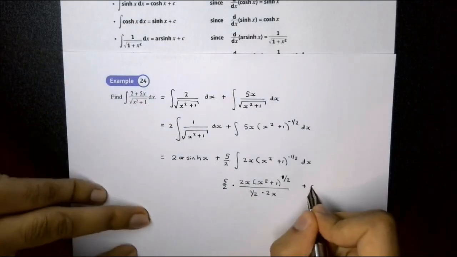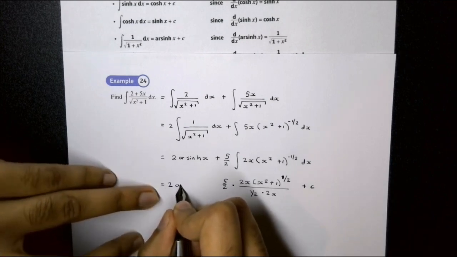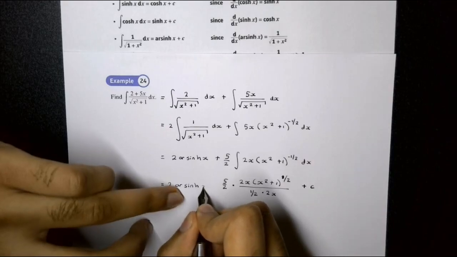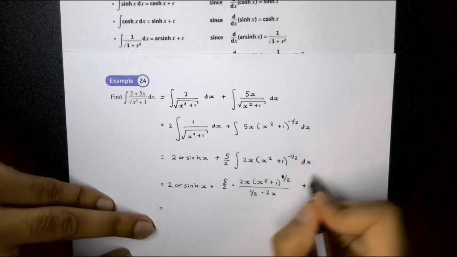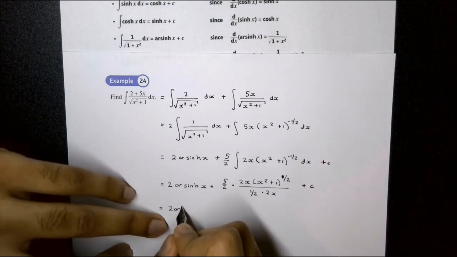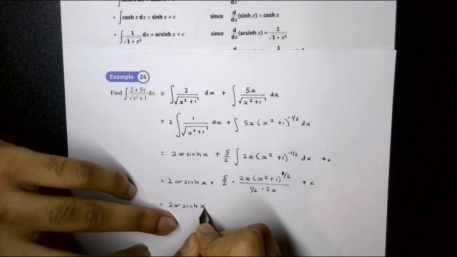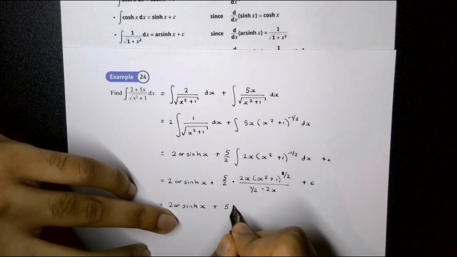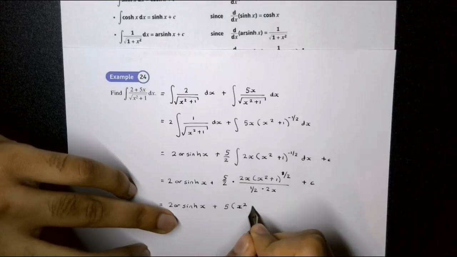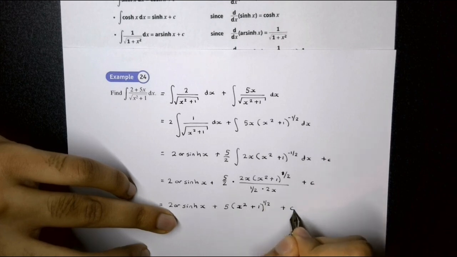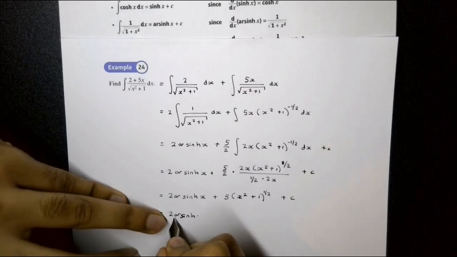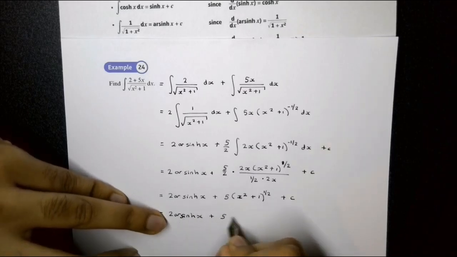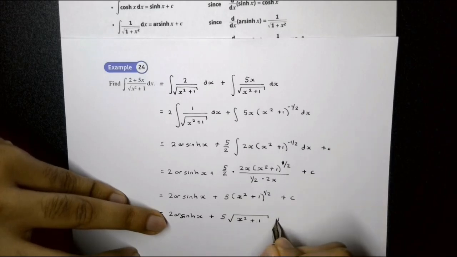So this is what we have. We've got two lots of the inverse hyperbolic sine x plus this result over here. And if we tidy all this up, hopefully you can see we've got two lots of inverse hyperbolic sine x plus 5 lots of x squared plus 1 to the power of 1/2 plus c. And if you want, you can rewrite this as 2 times the inverse hyperbolic sine of x plus 5 lots of x squared plus 1 square rooted plus c.